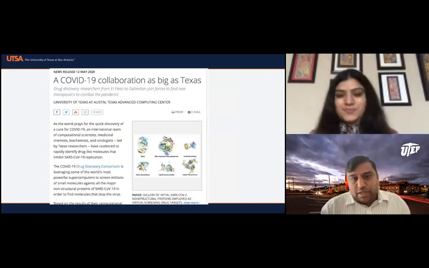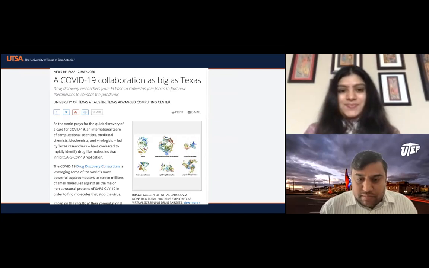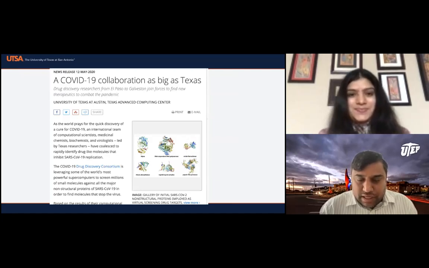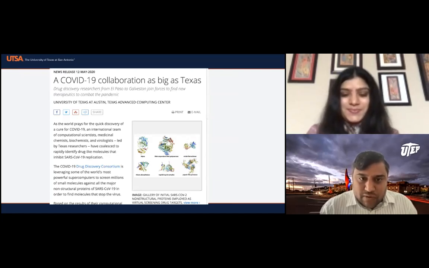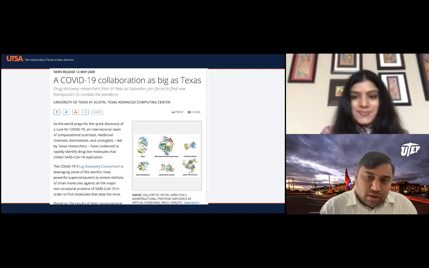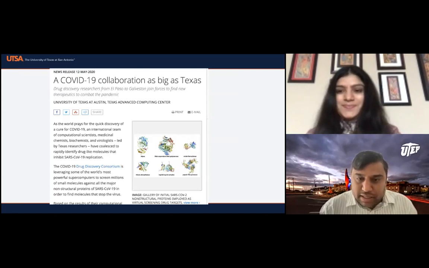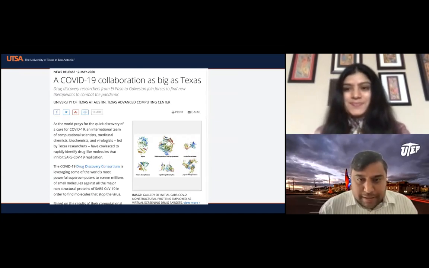For this project, we had a very big collaboration at the time of the pandemic. All the Texas researchers came together. There are several computational chemists and some medicinal chemists. We all came together and talked about how we can leverage all the resources that we have and how we can try to find some therapeutics really quickly. There are several people from UT Austin, Texas A&M, Texas Medical Branch, me at UTEP, and Baylor College of Medicine.